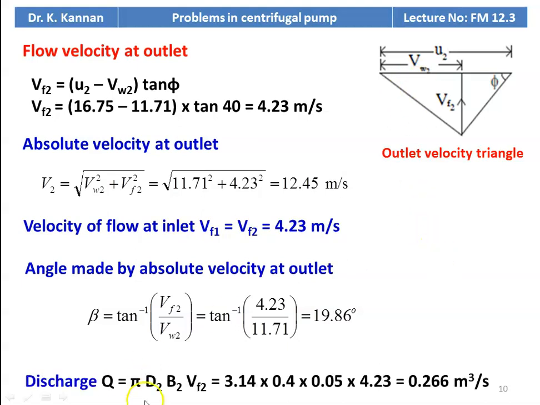And discharge Q equal to pi D2 B2 into VF2. So pi D2 B2 is the area at the outlet, and VF2 is the flow velocity. So 3.14 into 0.4 into 0.05 into 4.23 equal to 0.266 meter cube per second.